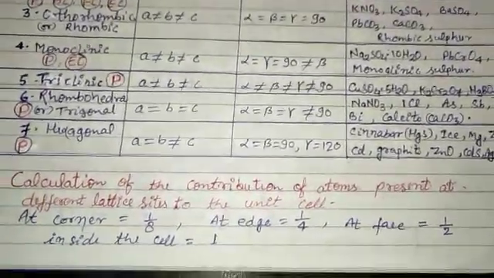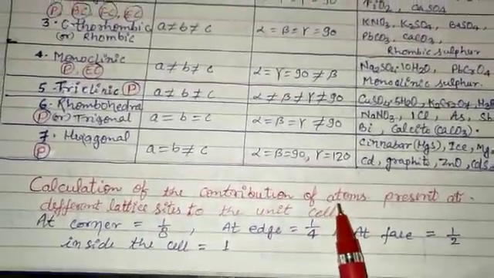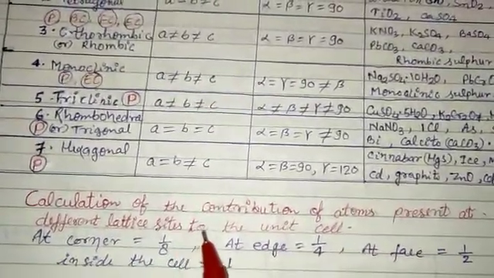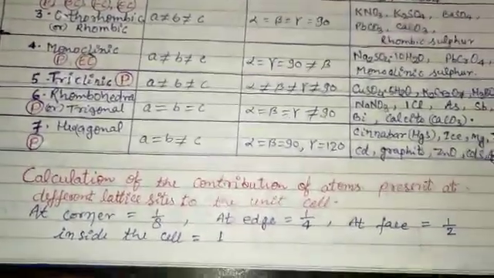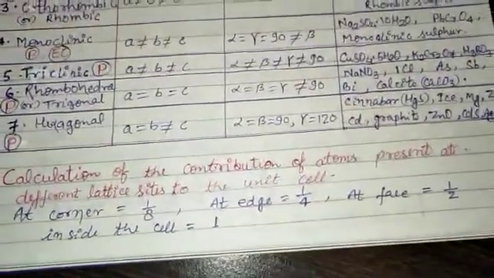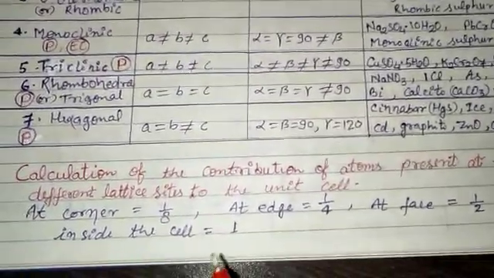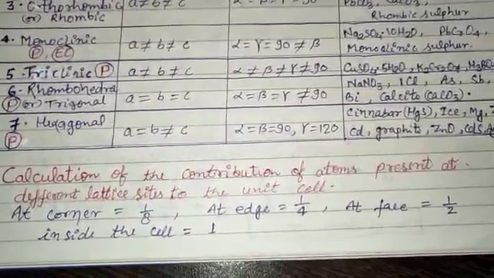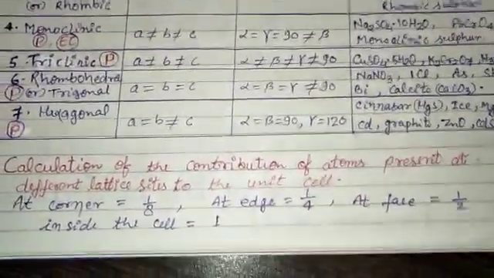Dear students, in the calculation of the contribution of atoms present at the different lattice sites, different positions, to the unit cell, before calculating the contribution of an atom to the unit cell, first of all you have to know, in the cubic unit cell. We will discuss the case of the cubic unit cell. First of all, remember it.